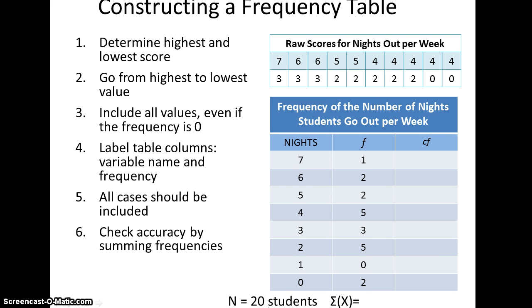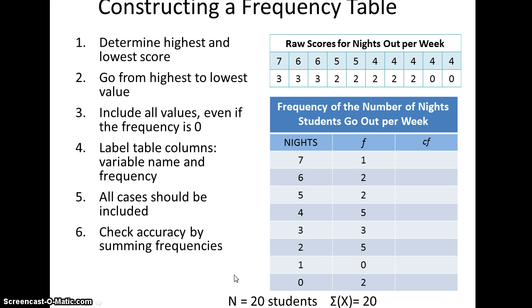What you see is we have 20 students, so the sum of all of these frequencies, actually that should say sum of frequency, equals 20, right? 1 and 2 and 2 is 5, and 10, and 13, and 18, and 20. Okay.